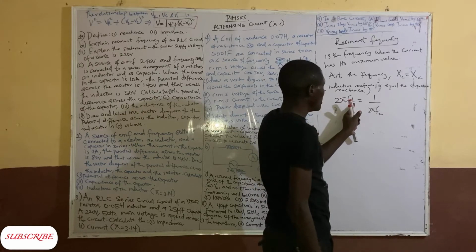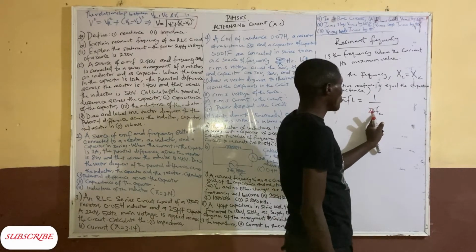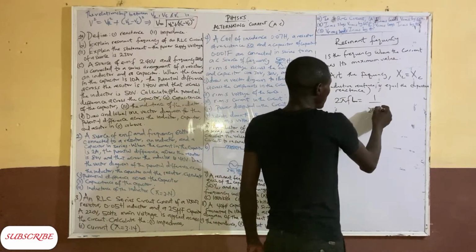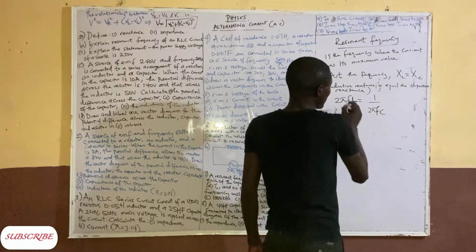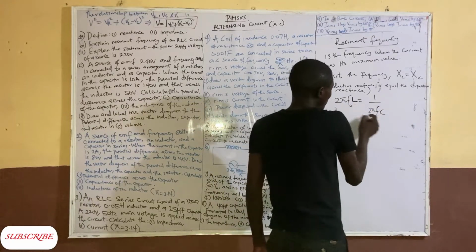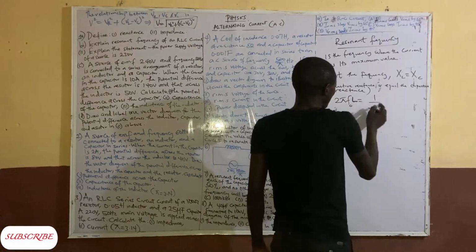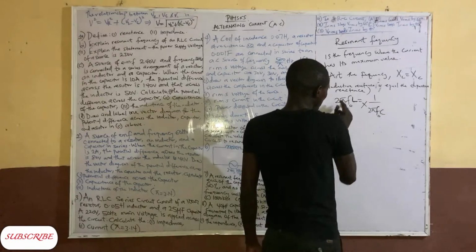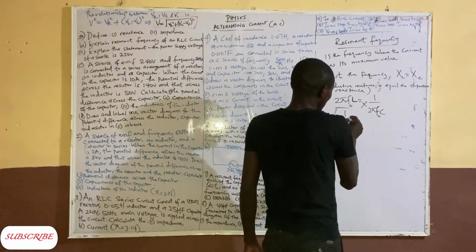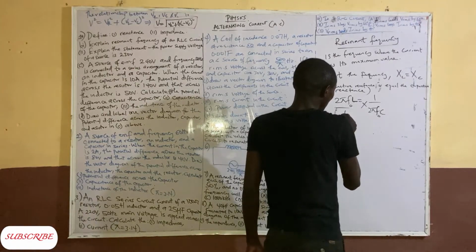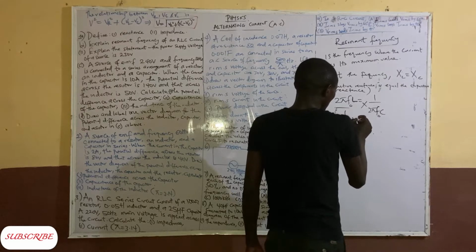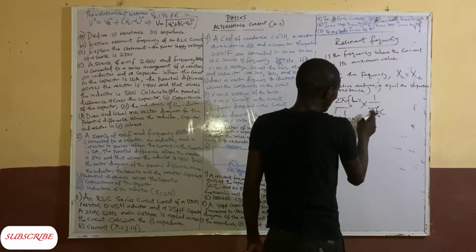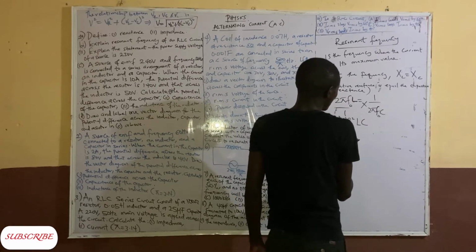Omega is 2πFL, and ωC becomes 2πFC. We name this frequency our resonant frequency, F naught. By cross multiplication, we have 2πF naught, and this one will carry a square. Only L and C do not carry. When you multiply, 2 times 2 gives 2 squared, π times π is π squared, and F times F will be F naught squared, equal to 1.